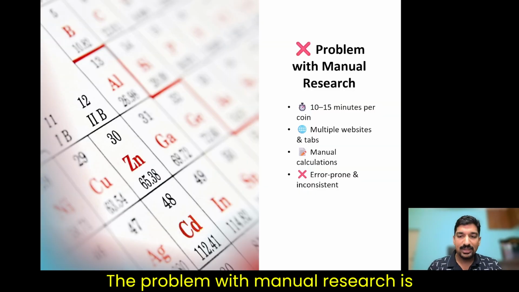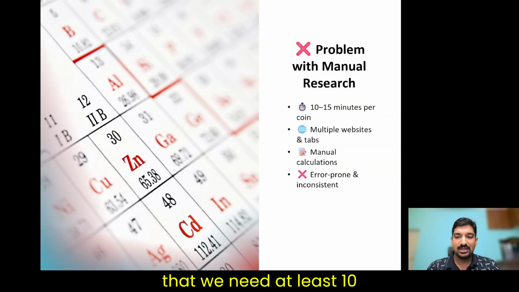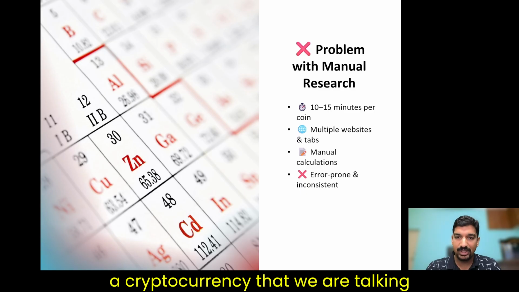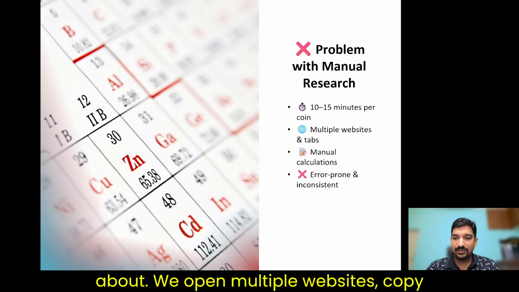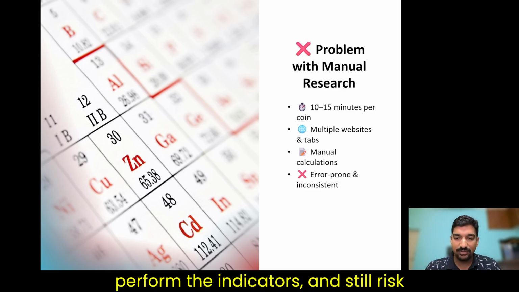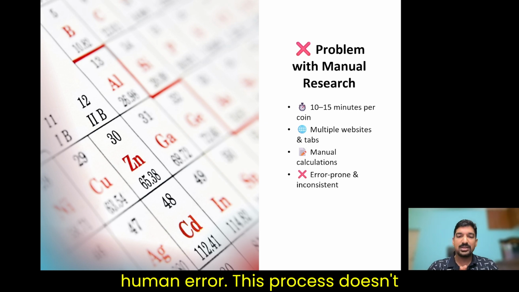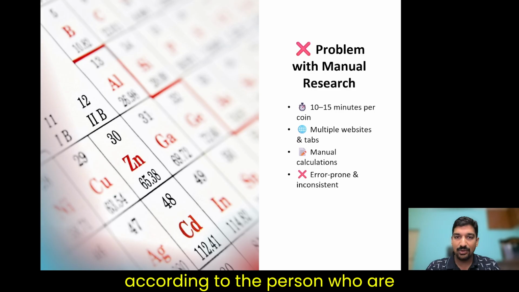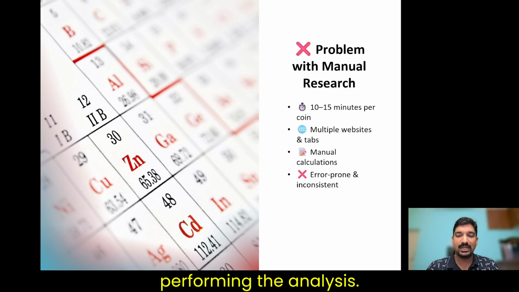The problem with manual research is that we need at least 10 to 15 minutes per coin, specifically per cryptocurrency that we are talking about. We open multiple websites, copy numbers manually, use calculators to compute the indicators, and still risk human error. This process doesn't scale easily, and the result may vary according to the person performing the analysis.